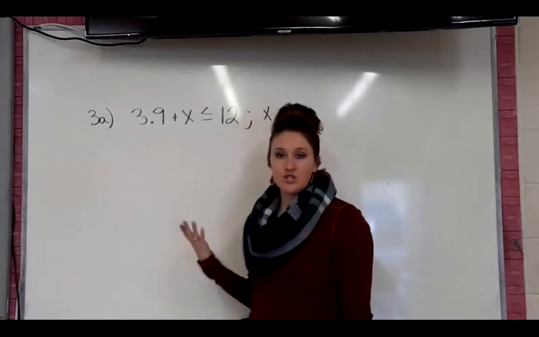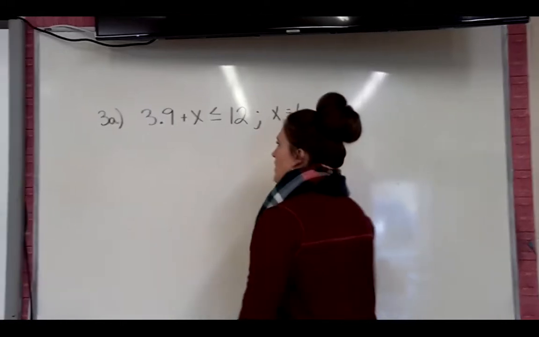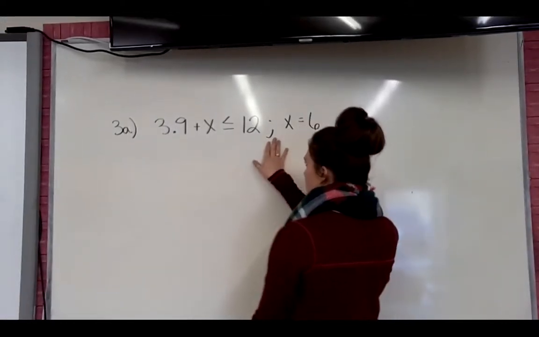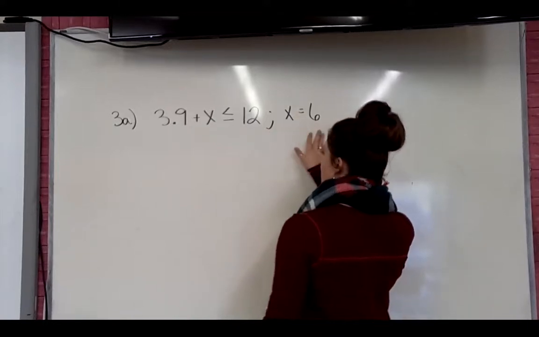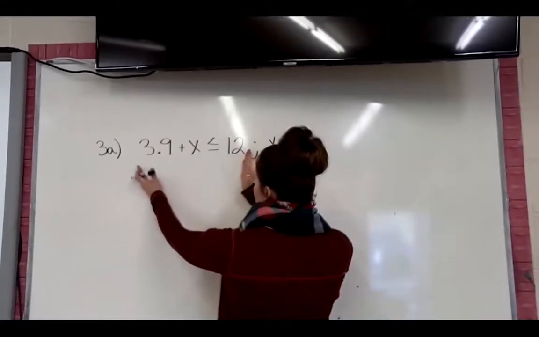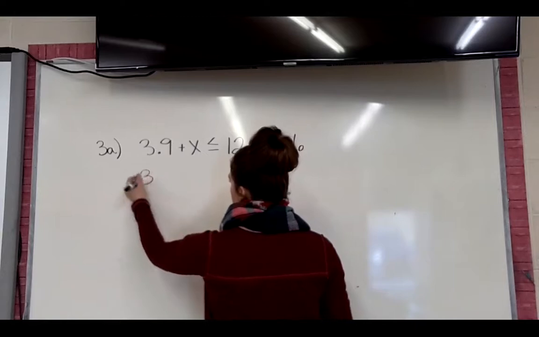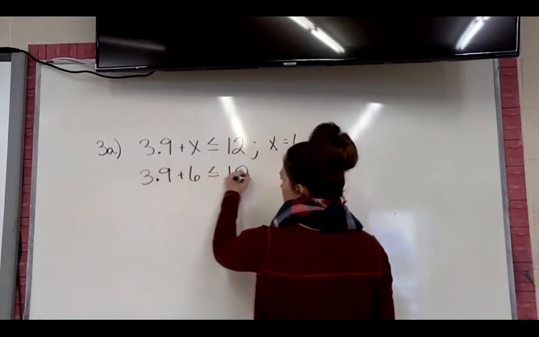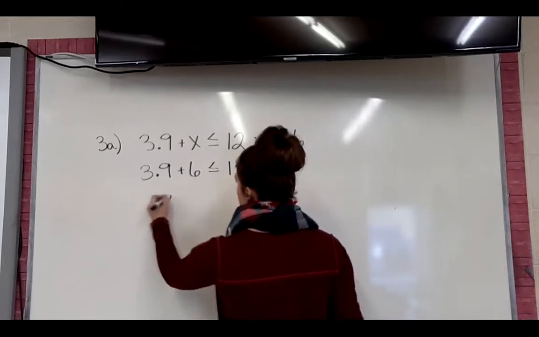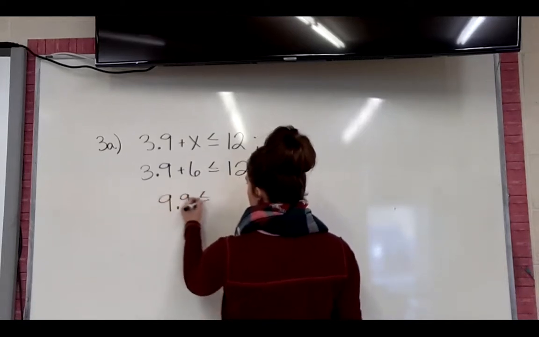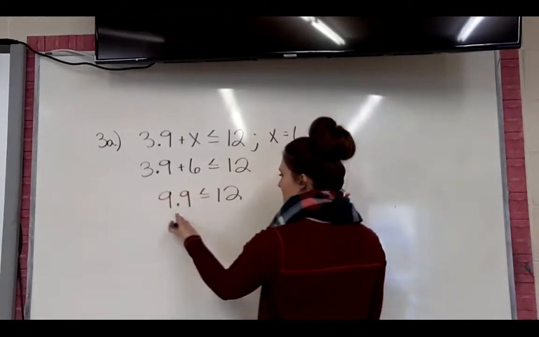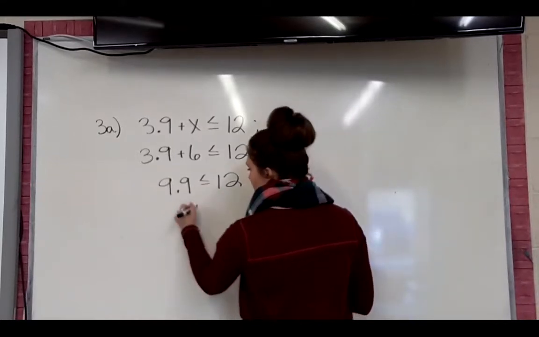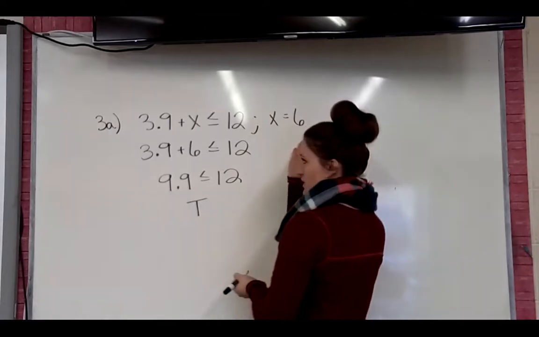Okay, 3A is just a true or false question. So they're saying 3.9 plus x is less than or equal to 12. This conjunction just means when x equals 6. So we take this and plug 6 in for x, and then we solve and see if it's true. So 6 plus 3.9 is 9.9. And you say, okay, is 9.9 less than or equal to 12? Yes, it is. So that is a true statement for when x equals 6.